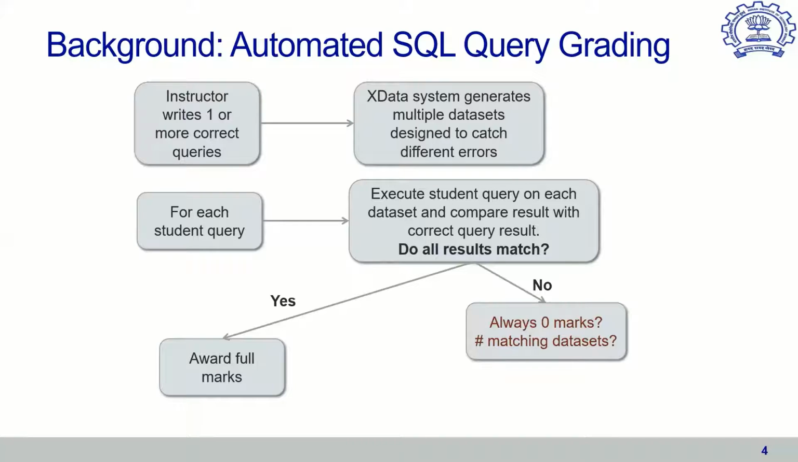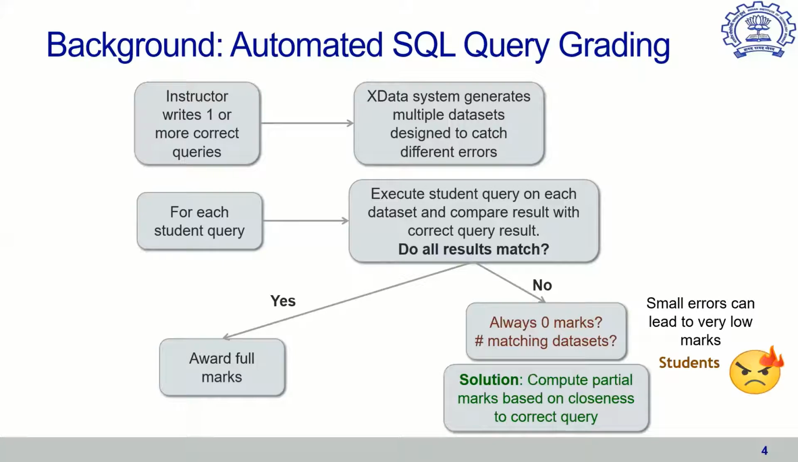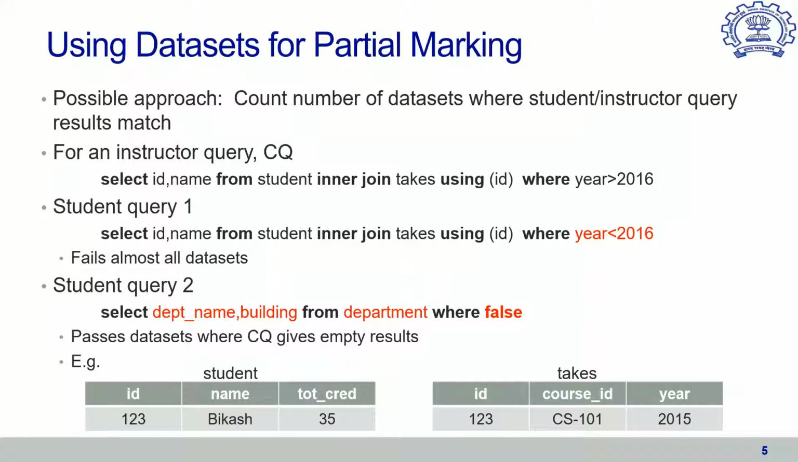However, in case the student query does not match the correct query for a dataset, it is difficult to judge what to do. If we award 0 marks, it is unfair to the students. Our goal in this paper is to award partial marks for incorrect student SQL queries based on how close the student query is to the correct query. One possible approach to award partial marks would have been to count the number of datasets where the result of the student and instructor query are identical. However, this may not be very fair.